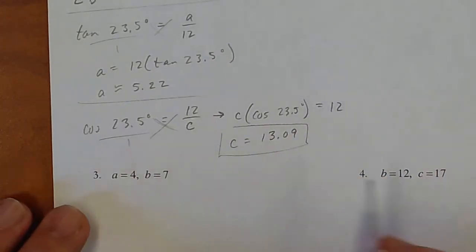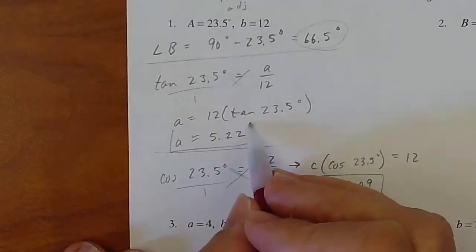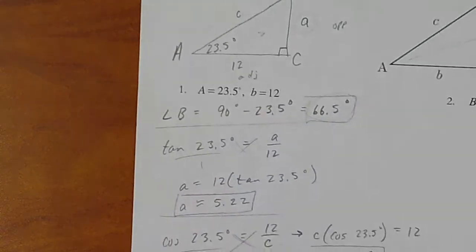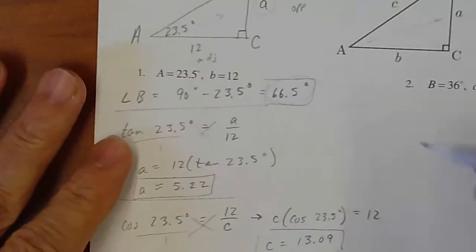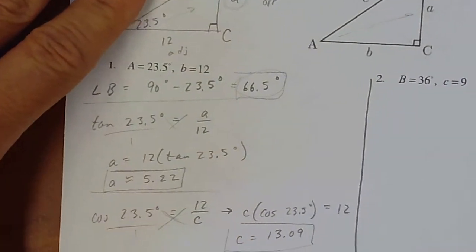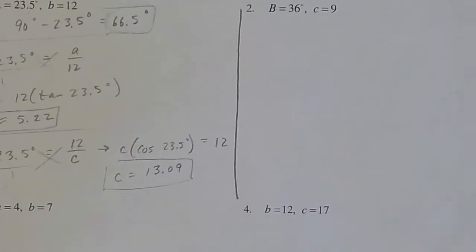Okay, so there's my answers. I've got a length for C, a length for A, and an angle for B here. That's what it means to solve a triangle. All right, your turn. Go ahead and try number 2.